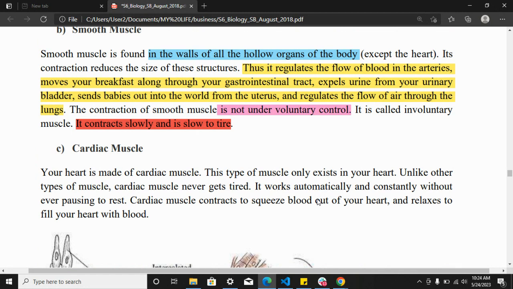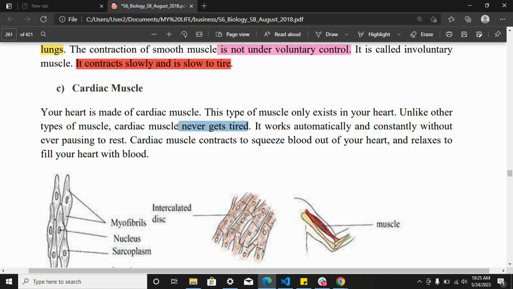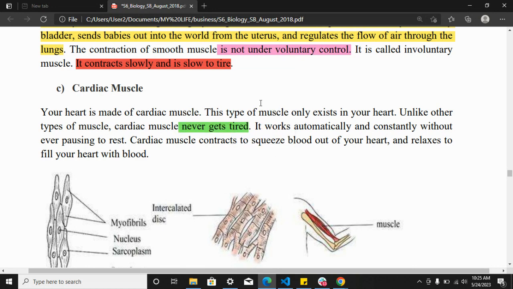Another thing is about cardiac muscle. Cardiac muscles are found in the heart, right? Your heart is made of cardiac muscle. This type of muscle only exists in your heart, unlike other types of muscle. Cardiac muscles never get tired. They work automatically, there is no control from you. They work automatically and constantly without pausing, right? So if they rest, you understand what happens to you. It implies that you are dead. So these are the types of muscles.